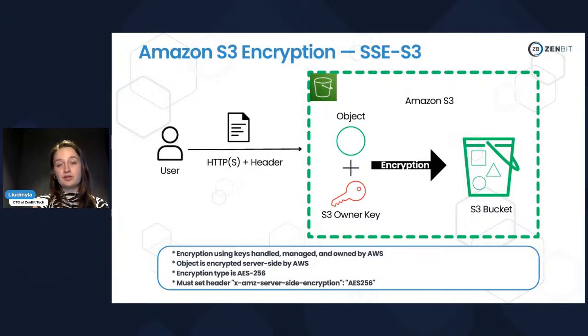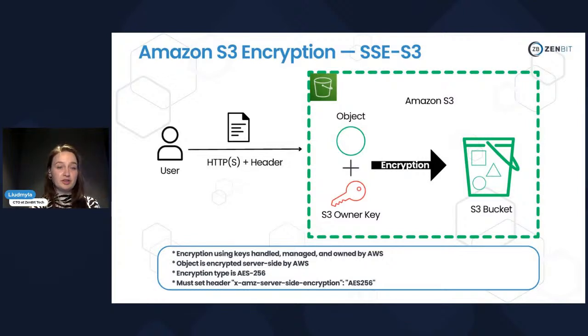So first one is server-side encryption with Amazon S3 managed keys. How does it work? You have some file which you send to an S3 bucket. When the object appears in AWS, it takes the S3 key, encrypts it, and stores it in the S3 bucket. What is unique for this type of encryption? Encryption is made using a key handled, managed, and owned by AWS. You never have access to this key.